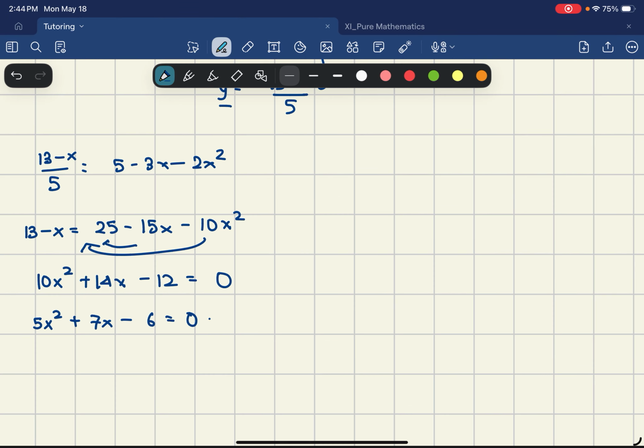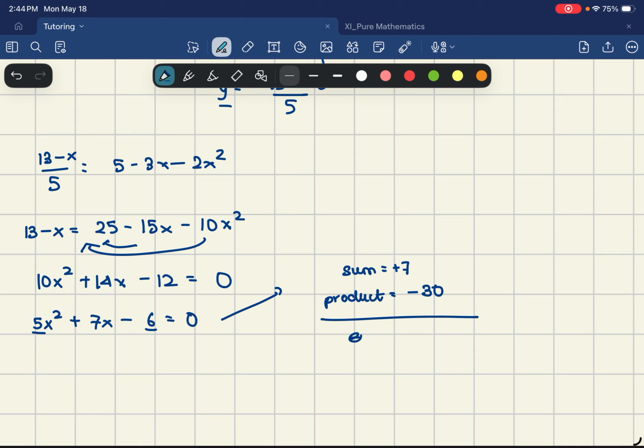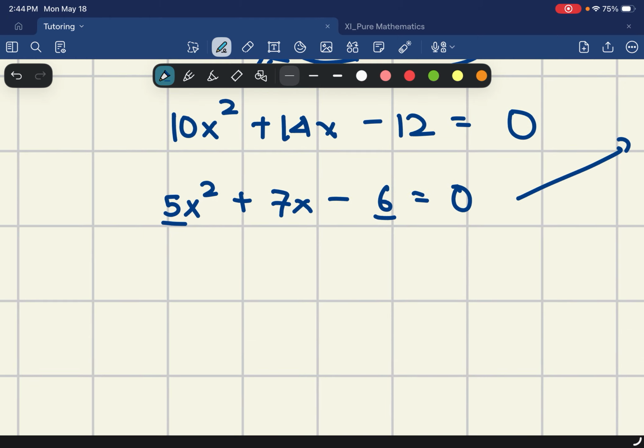So now, can I factorize this? Something that has a sum of 7 and a product of negative 30, right? Oh yeah, I can factorize this. So you need something that gives you a sum of positive 7 and a product of negative 30. So what are those two numbers? Well, that is going to be positive 10 and negative 3. If you add them together, you're going to get 7, and if you multiply them together, you're going to get negative 30.